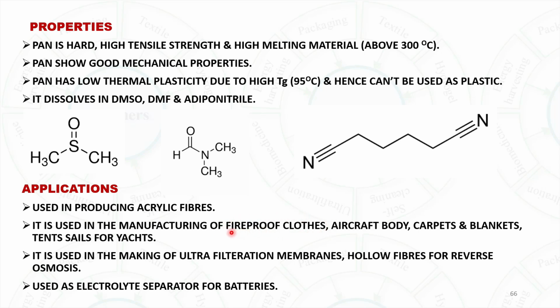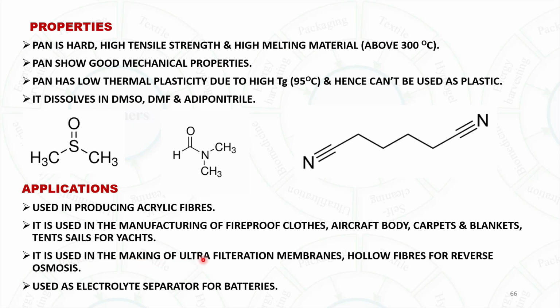It is not 100% PAN. It is used with blending, you will keep this thing in mind. The suit of firefighters is made from it, or the aircraft body is also made from it, because it does not melt above 300 degrees. You will keep this in mind. The carpets, the way carpets are made, or the sailing boats, which you call yachts, even in them, polyacrylonitrile is basically used.